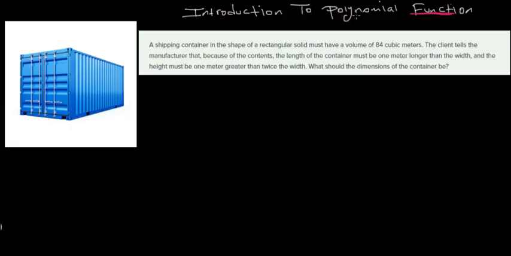Introduction to polynomial functions. A shipping container in the shape of a rectangular solid must have a volume of 84 cubic meters.